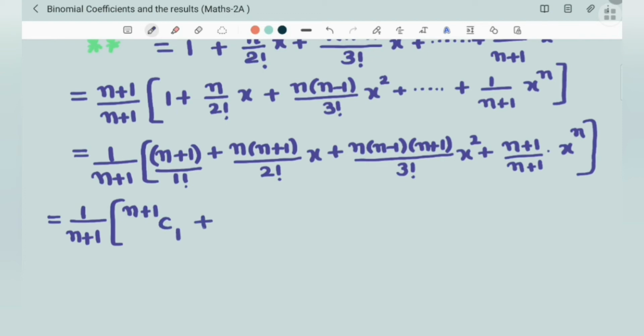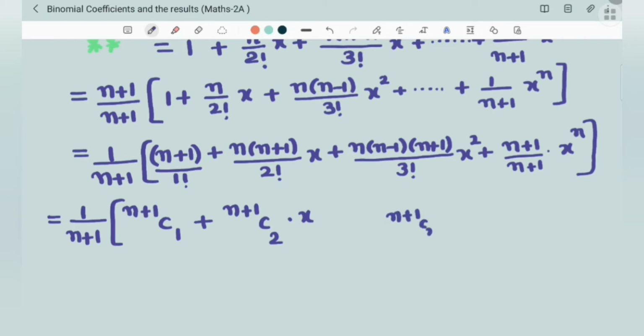Plus n into n plus 1 by 2 factorial. In terms of combination terms, binomial coefficients, we can write this as n plus 1 c2. Just I will explain how, only one term I am explaining, how these two are equal. I will explain after that. Anyway, I will rub that and multiply into x also. So how it will be? Just I am explaining.